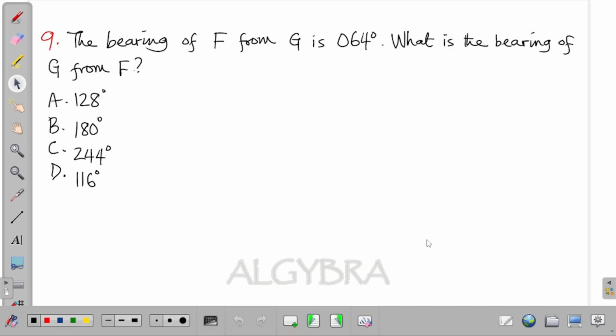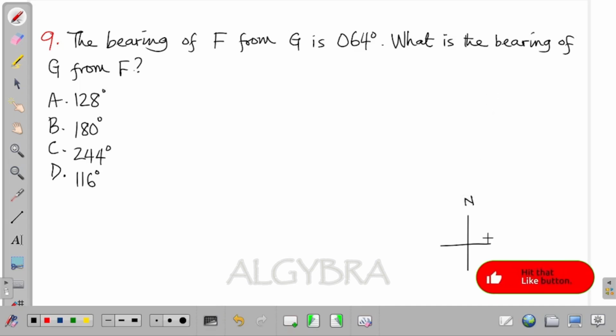So when we talk about bearing, let's actually draw something here. When we talk about bearing, we have to have the cardinal points. So here we have the 4 points. Now when we are measuring bearing, we measure from the north. This is the north, this is the west, this is the east, and this is the south. So when we're measuring bearing, we measure clockwise from the north. So we go this way.